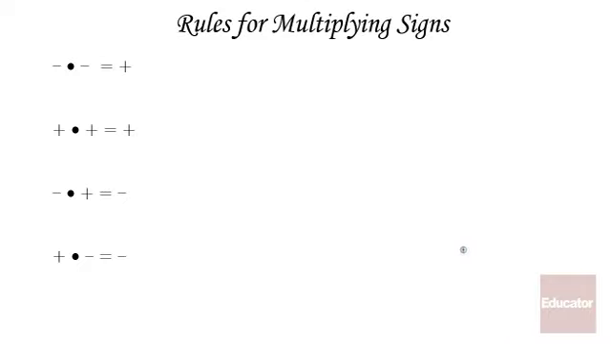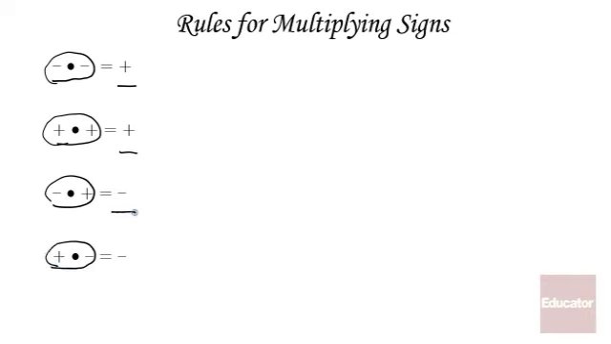In order to subtract integers, we have to know the rules for multiplying signs. A negative times a negative is a positive. A positive times a positive is a positive. A negative times a positive is a negative, and a positive times a negative is a negative. Whenever you're multiplying signs that are the same, your answer is positive. And whenever you're multiplying signs that are opposites, your answer will be negative.